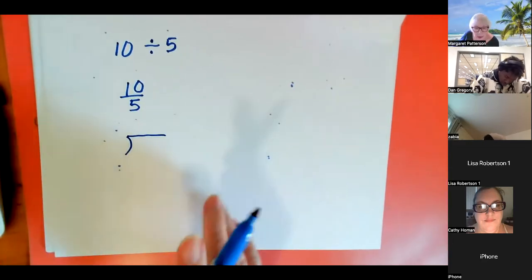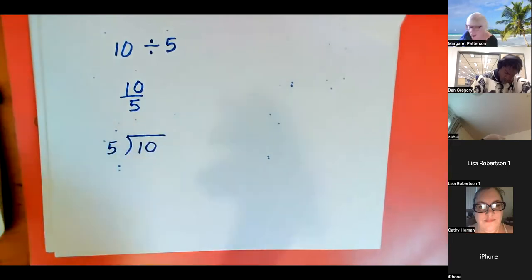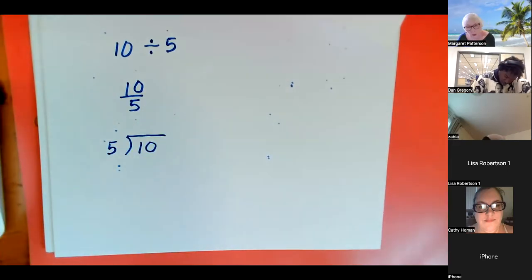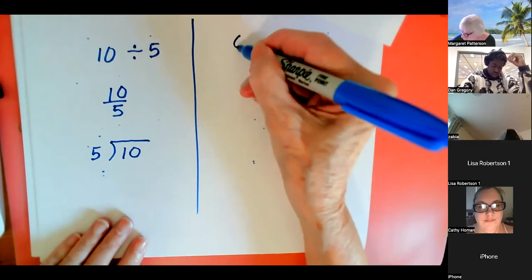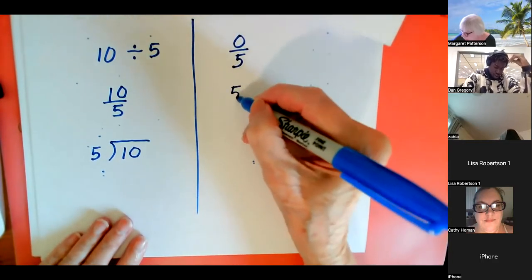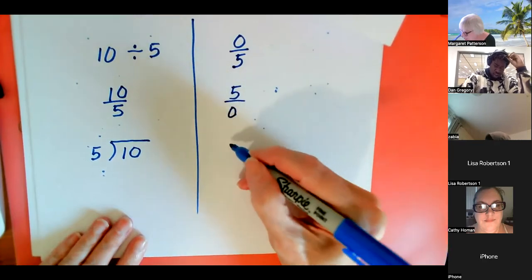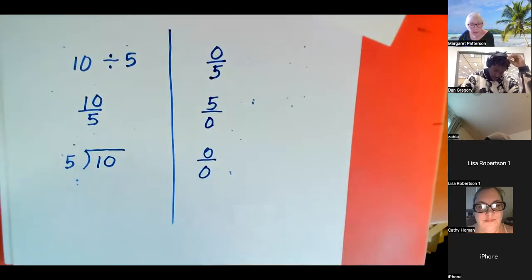If you had it with this symbol here, the 10 would be on the inside, dividing by 5 would be there. These are all division symbols. Everybody good? Yes. Now, 0 divided by 5. 5 divided by 0. 0 divided by 0. We need to deal with this.